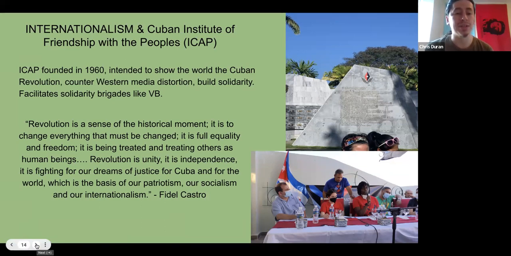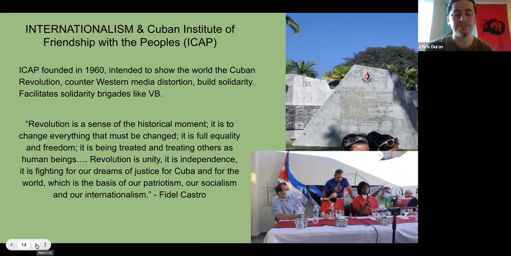One of the ways that they have expressed this is through the organization that actually facilitated our trip, which is the Cuban Institute of Friendship with the Peoples, which was founded in 1960 and designed to show the world the realities of the Cuban Revolution, since at that time in 1960, and just as well as today through social media and various other platforms, Western media very much tries to distort the Cuban Revolution and the reality of the Cuban people. And so ICAP very much makes an intentional effort to build solidarity with people around the world.